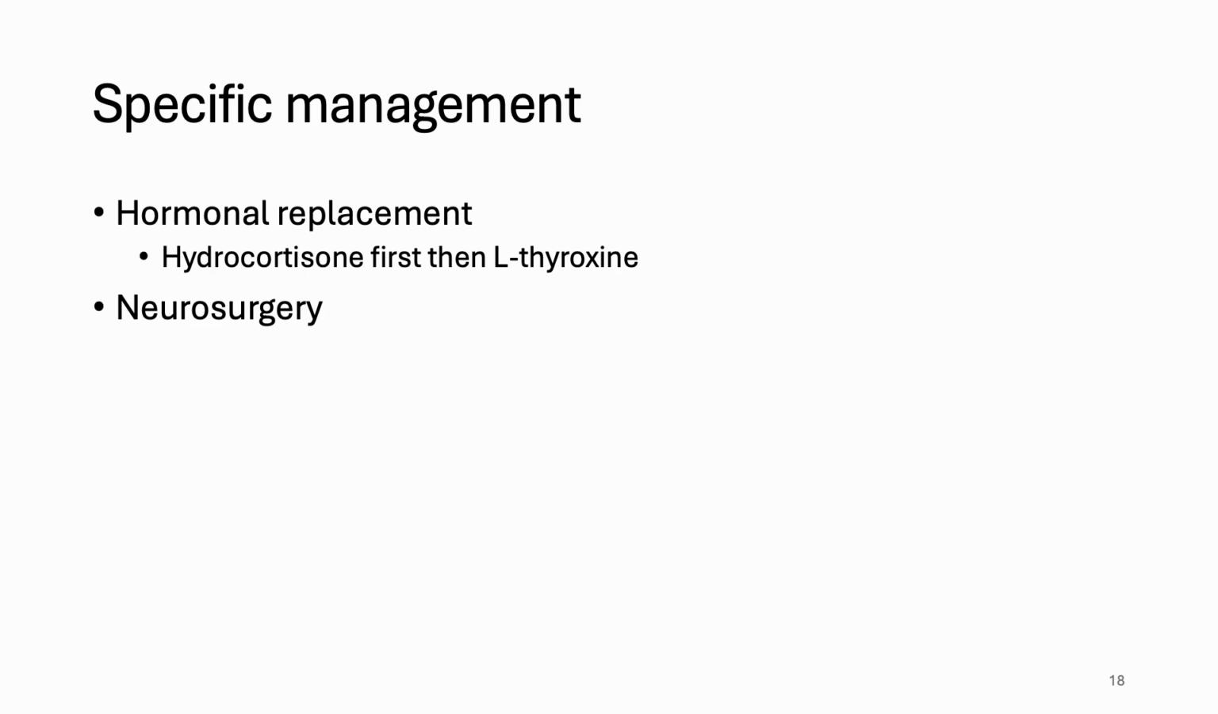Now, the specific management outline for patients with hypotension secondary to traumatic panhypopituitarism is to administer timely hormonal replacement. We usually give hydrocortisone first, then levothyroxine, to prevent an Addisonian crisis. We will consult neurosurgery on the further management of the pituitary adenoma.